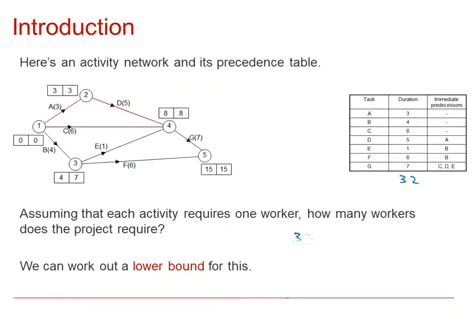If we take 32 and we divide it by the duration of the project, which is 15, we get approximately 2.1. In other words, we need 3 workers minimum in order to complete this project. 2 workers wouldn't quite be enough, but 3 workers minimum is required.